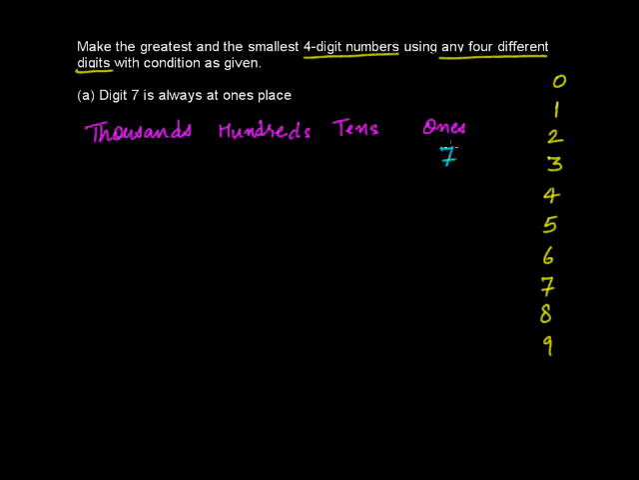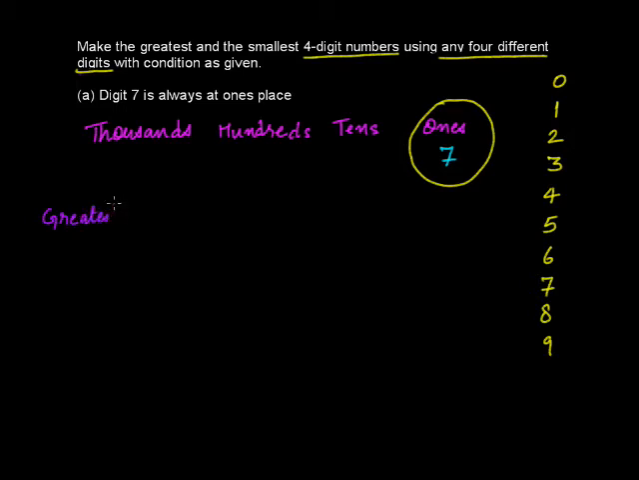In any such question where you have to make the smallest or the greatest number, and one particular digit is fixed for a given place, then just simply forget this position and forget that digit given here. You have to proceed in the same normal way as we have done earlier. So first see for the greatest number. You'll understand right now.